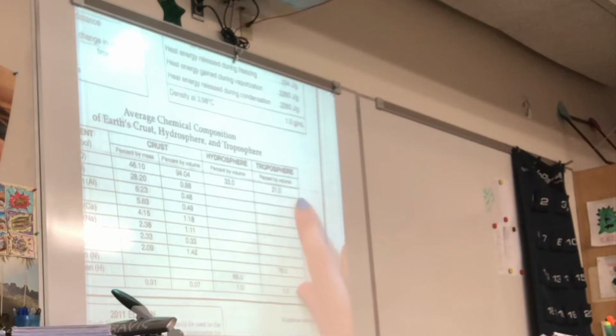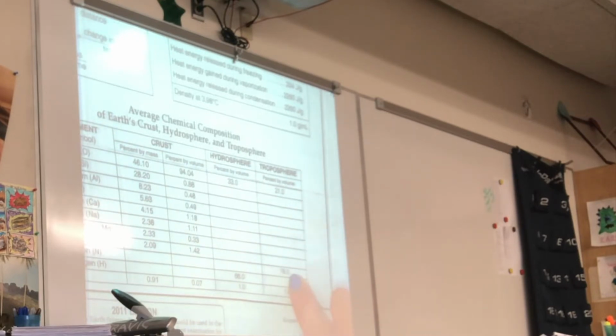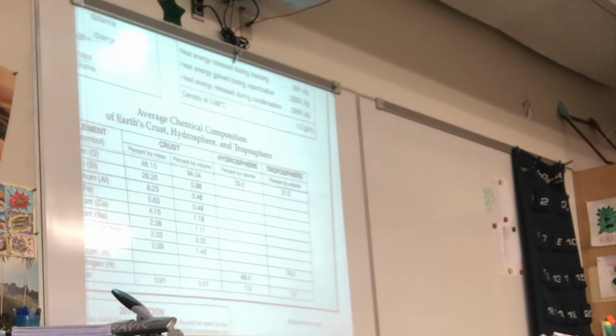But troposphere is like the air, right? And that's mostly nitrogen, and the second is oxygen. Any questions on the front page?